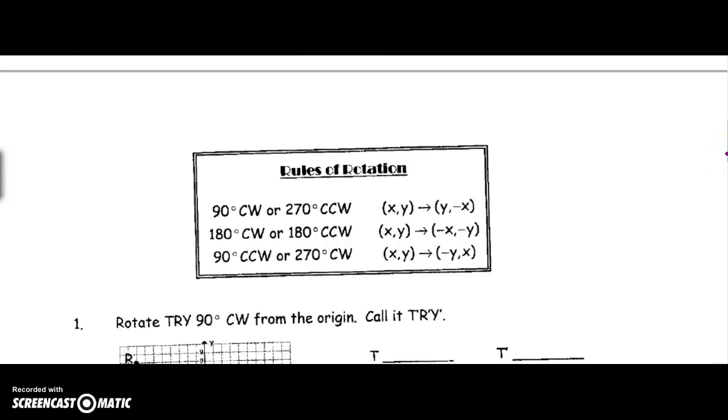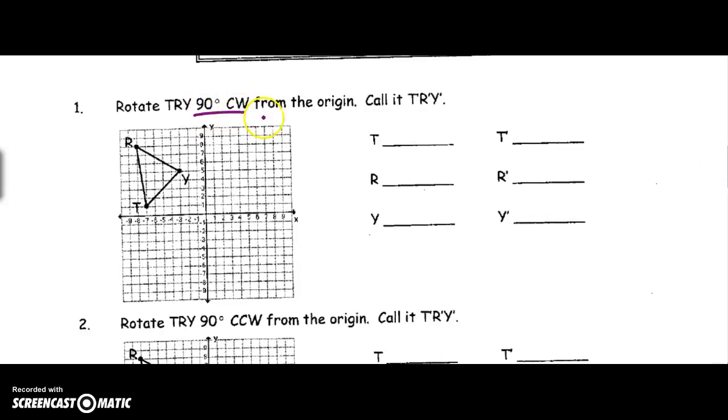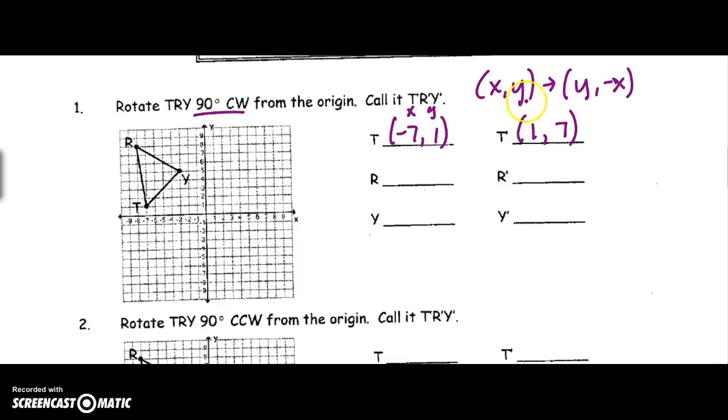Here are the rules of rotation. You need to follow these in order to get the new coordinates of your shape. So here I have a triangle TRY. What we want to do is rotate it 90 degrees clockwise, which means that the translation would be (y, negative x). So if I tell you that the ordered pair of T is (-7, 1), in order to find its new location, this is x, this is y. You have to flip the order and change the symbol of x. This means whatever it is, it's opposite. So since x is actually negative, it's now going to be positive. So you flip the order, y, x, and we changed the symbol in front of x.